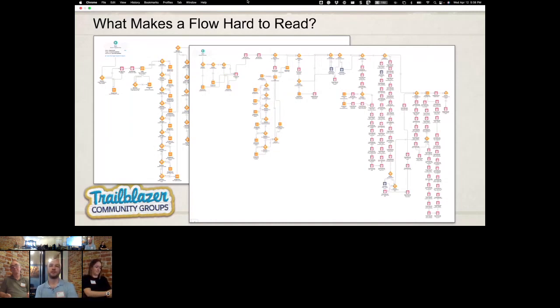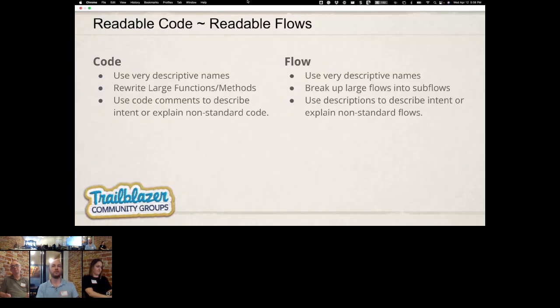So a couple of best practices that I've found along the way to help with this. First off, coming from the developer standpoint, I think a lot of the best practices that make code readable also apply to flows. So in code, you want to use names that are as descriptive as possible, not just for the flow, but for all the elements and variables inside of that. You want to rewrite large functions or methods. If it's hard to name the function, it's probably doing too much. Same thing with the flow.